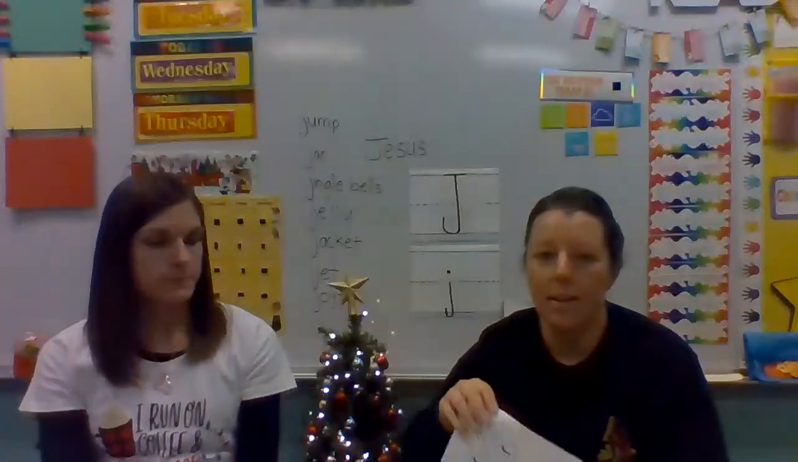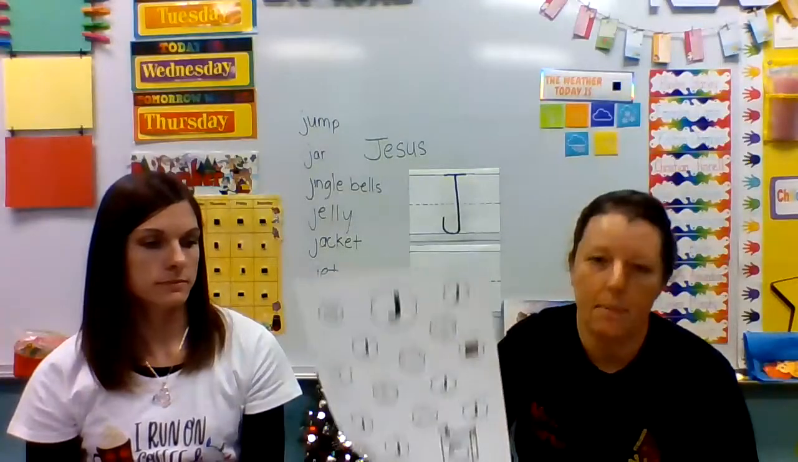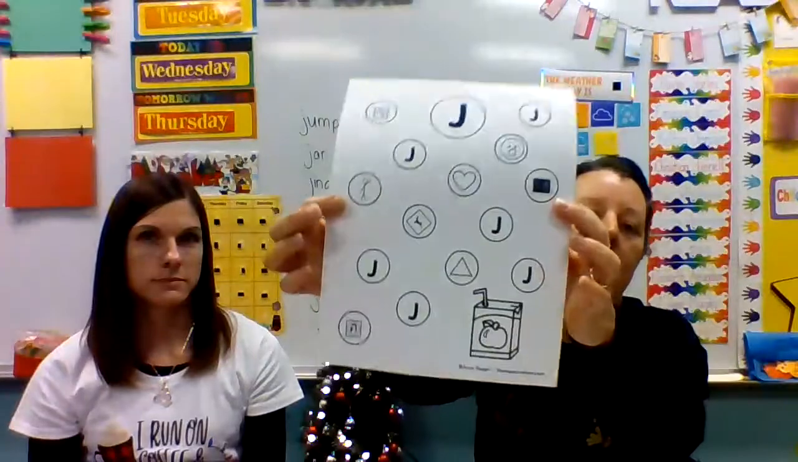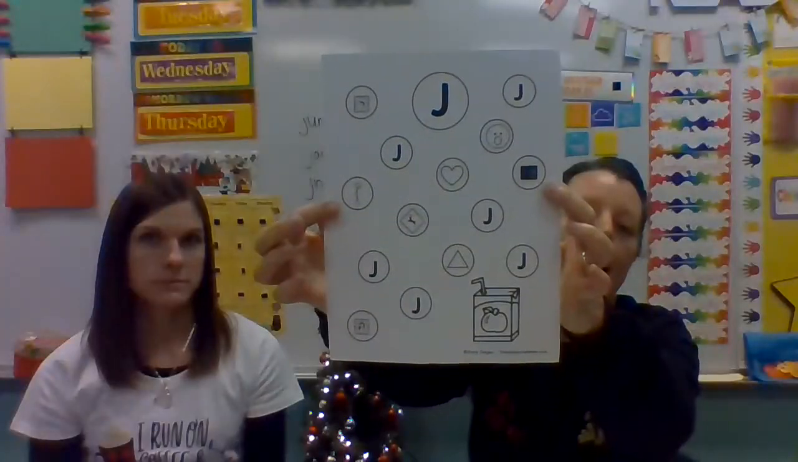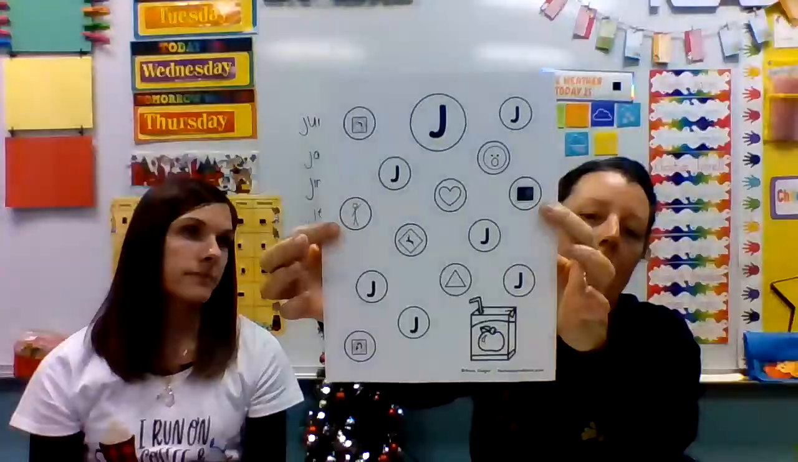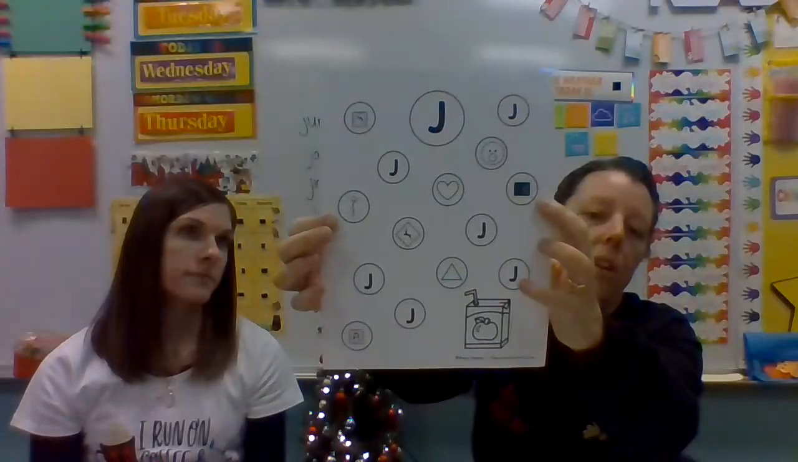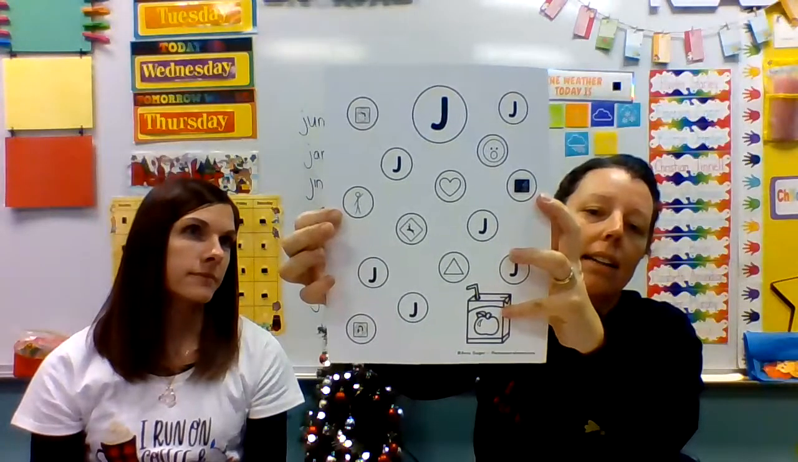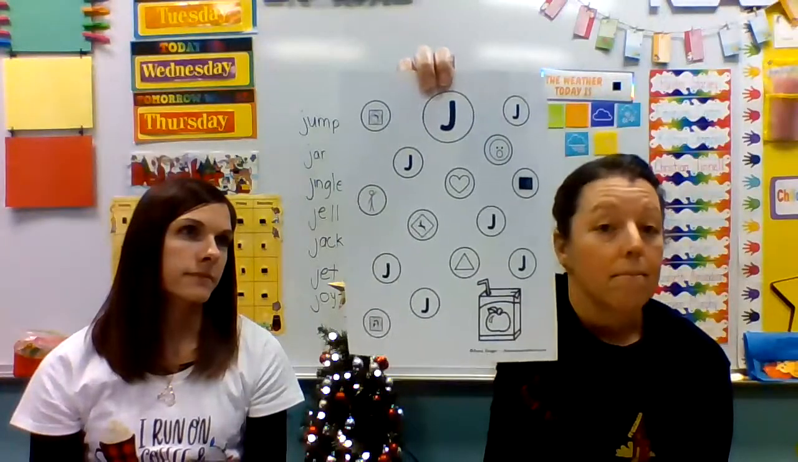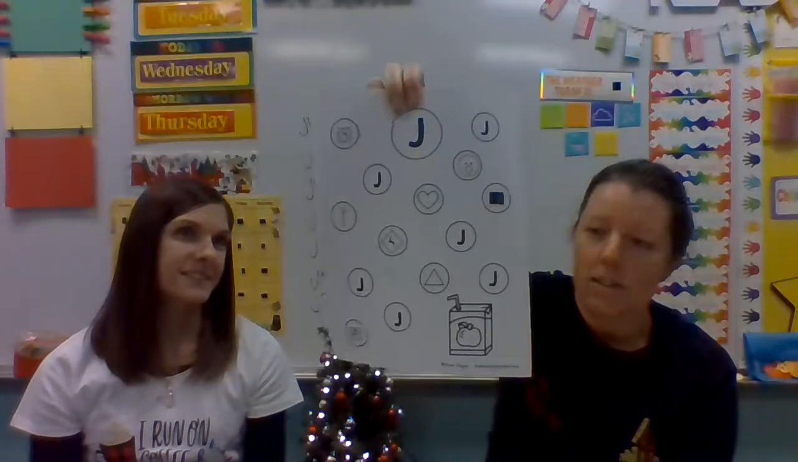All right, so you've got one sheet that you can do today. And this has, of course, the letter J. So you could color in where you see all the J's. You could color the juice box down here at the bottom, because juice box starts with a J. That's right.